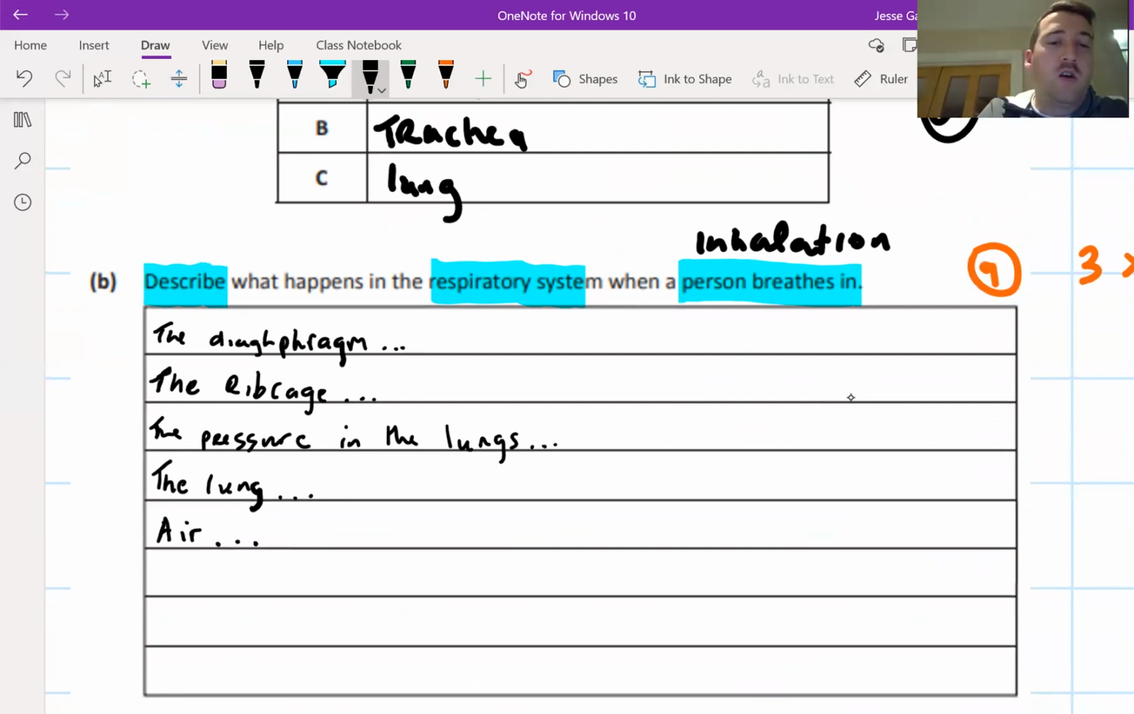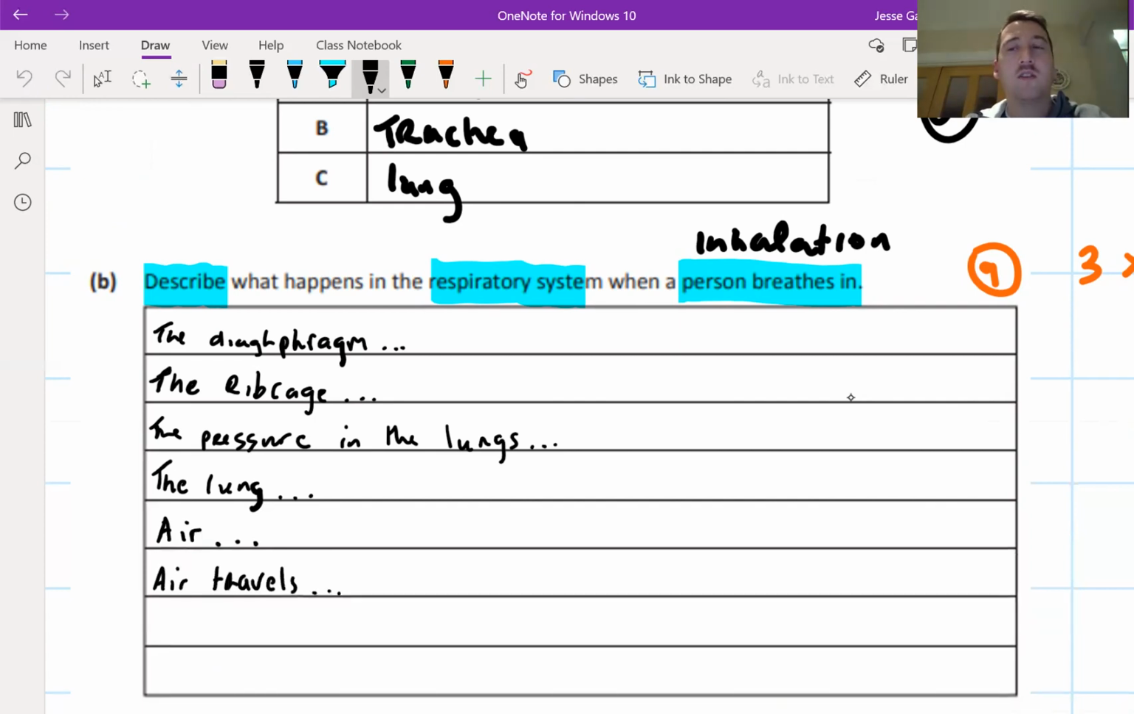Okay, so the next one is, hopefully in the last sentence you wrote something about air being taken into the body, or into the mouth, or into the nose. Where does it go now? How does it get to the lungs? Air travels, dot, dot, dot. How does it get to the lungs? Pause the video, write it down.